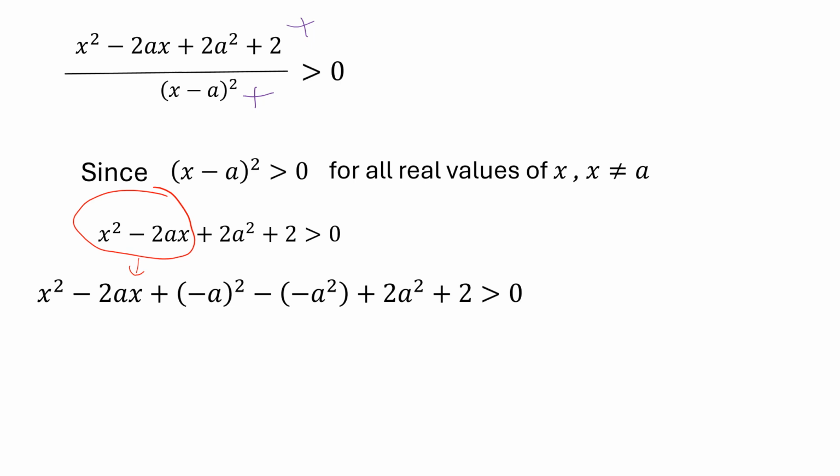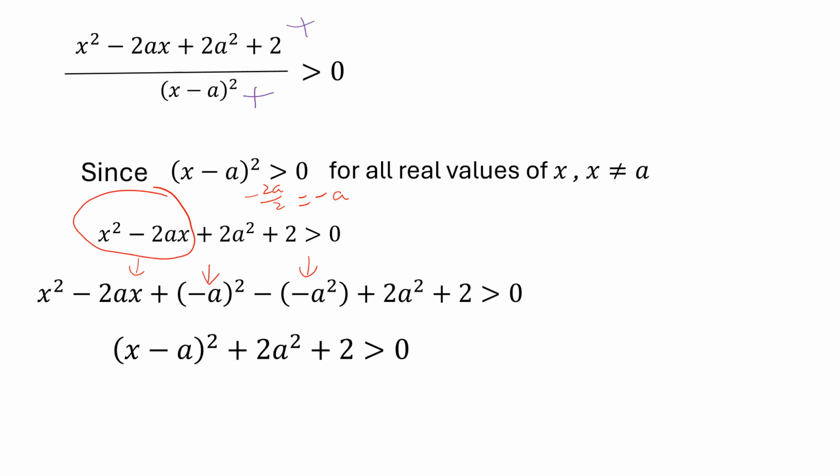The coefficient of x is negative 2a, you divide by 2 gives you negative a. So you add and then you minus. If you cannot remember your completing the square, please go and revise. So that will give you this. All right, so that's examined.